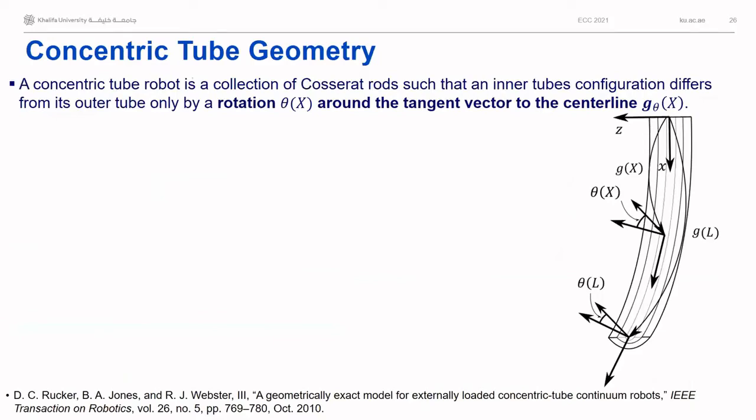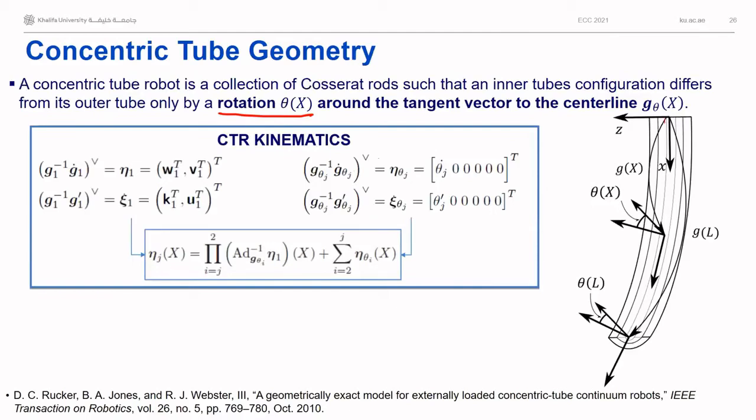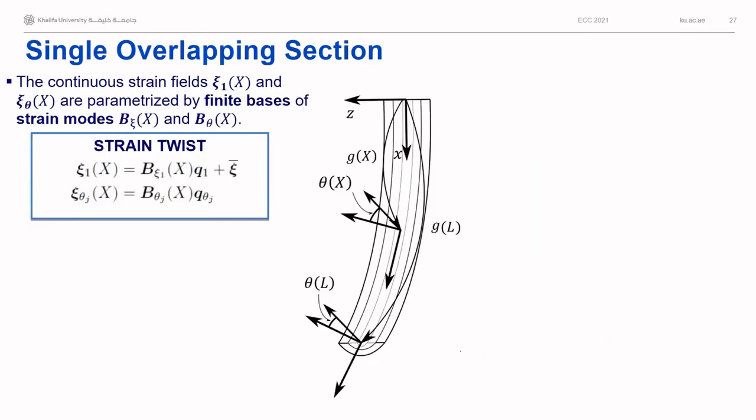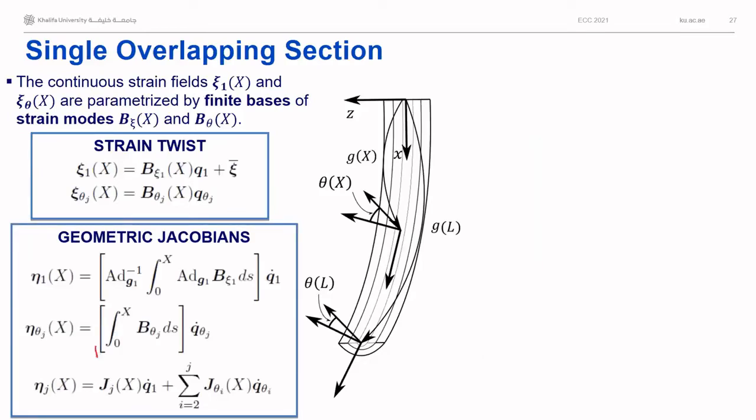We start with the concentric tube robot, where the inner tube has an additional theta rotation around the center line. The approach is the same. We need to add, on top of what we've done so far, an additional degree of freedom, additional relative velocity, and additional strain for this additional rotation. Fortunately, this is 1 degree of freedom, so the transpositional relation is exact, which simplifies the Jacobian once again.